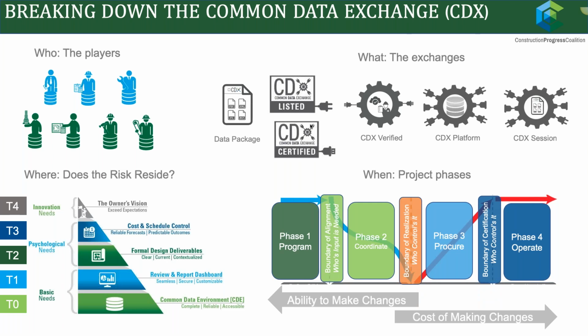Where is this boundary of alignment, and whose input is needed before that boundary of alignment, before we begin VDC coordination? What is the boundary of realization, that submittal review or that bid that releases for fabrication or creates cost once you pass over it? And then ultimately, what is the boundary of certification before we get into that operations phase, and who really controls that?